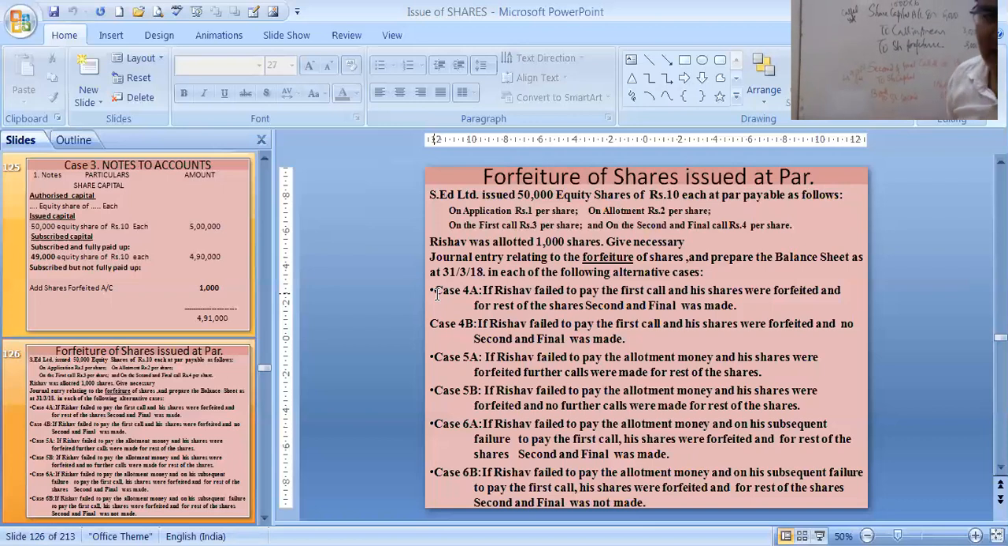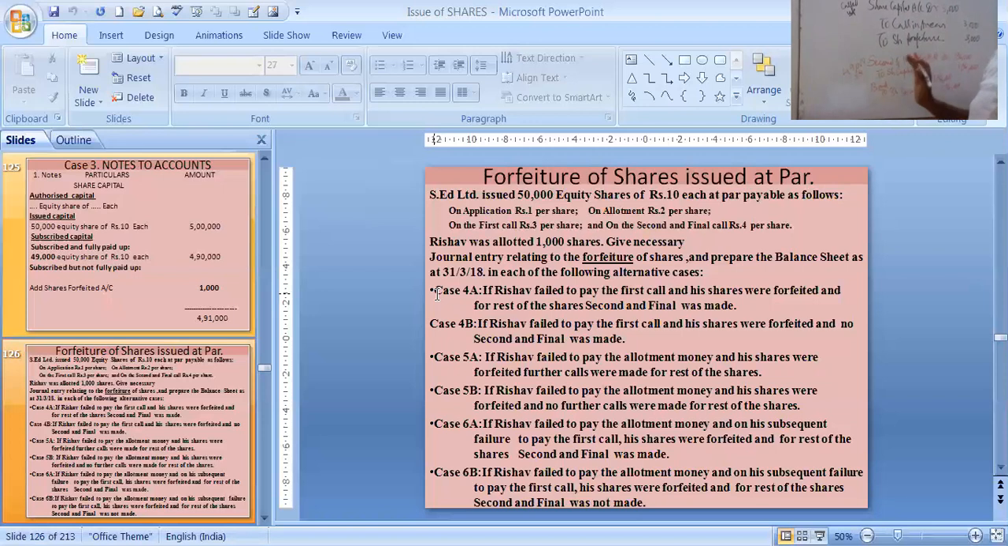Now understand case 5A. Case 5A: if Rishabh failed to pay the allotment money and his shares were forfeited, further calls were made for the rest of the shares. Over here, he has failed to pay the allotment money and no more calling was done to his shares. So how much is the called up value? Called up value is 3 rupees per share. Why 3 rupees per share, students? Only application money is called and allotment money is called. So 1,000 into 3, that is 3,000, this will become.